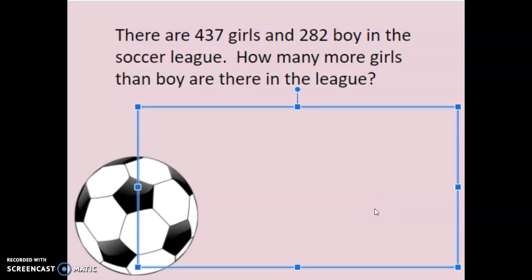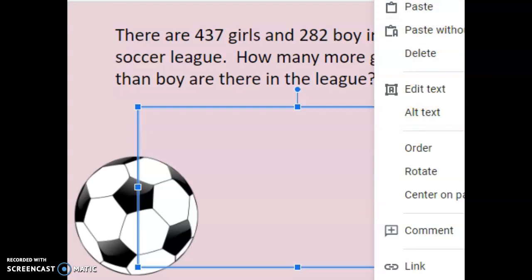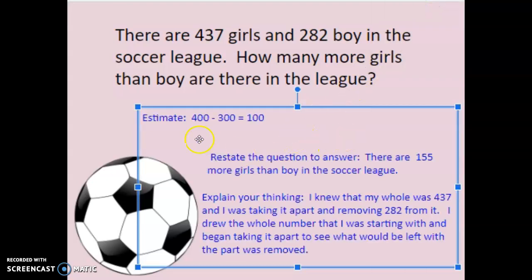The next thing that I want to show you is that when we're doing a problem where we want to get an estimate, we got our estimate earlier, which was 100. I'm always going to restate the question to answer. So in this case, there are 155 more girls than boys in the soccer league. Now when I see that answer, I know exactly what that 155 means.